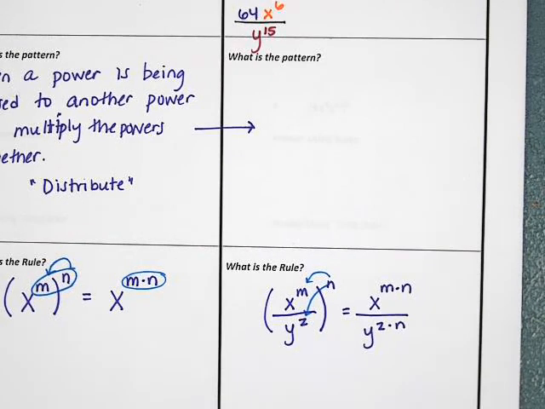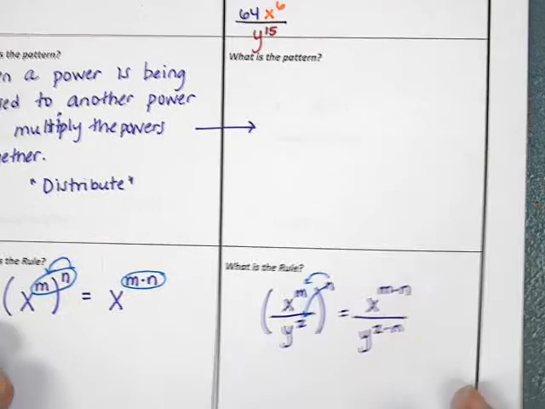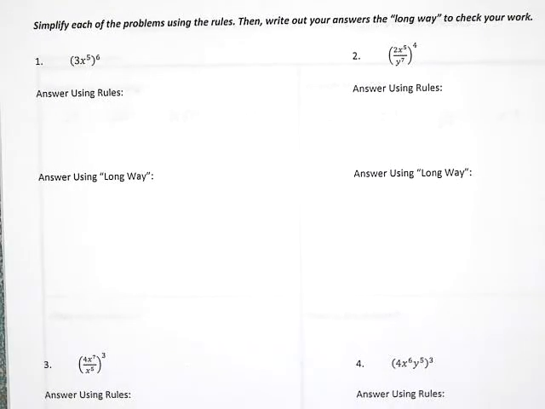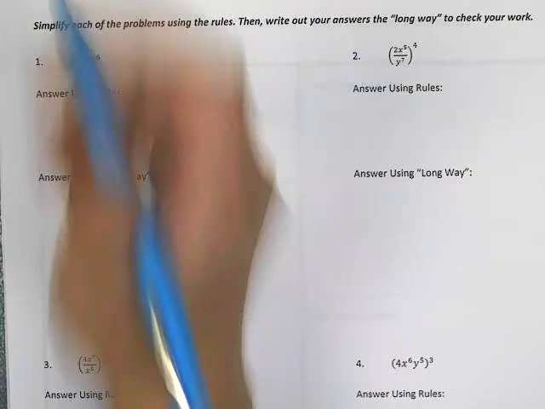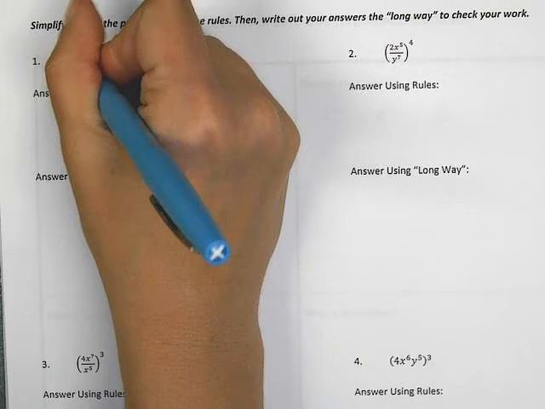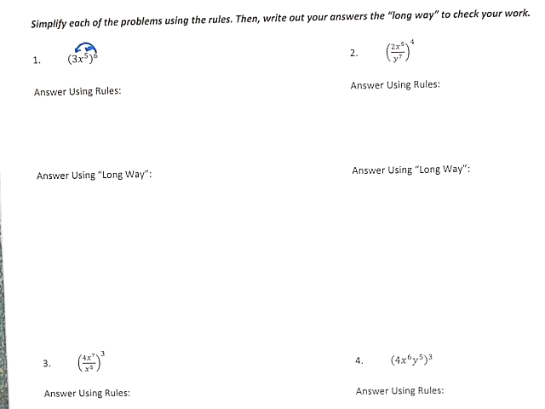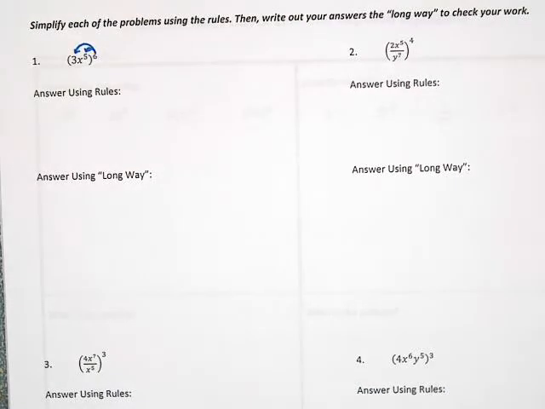So let's look at some problems that I could ask you to do to use this rule. There's only 4 of them this time. If we answer the first question using the rules, here's what I would do. I would take the 6 and distribute it to each of the factors inside the parentheses. That means I even need to distribute it to the 3.